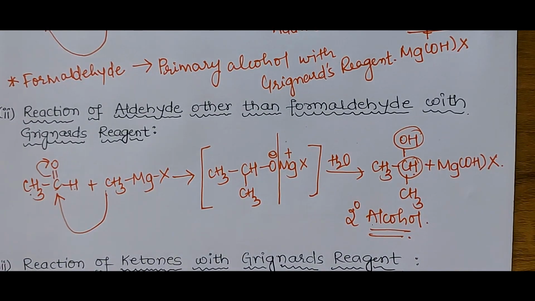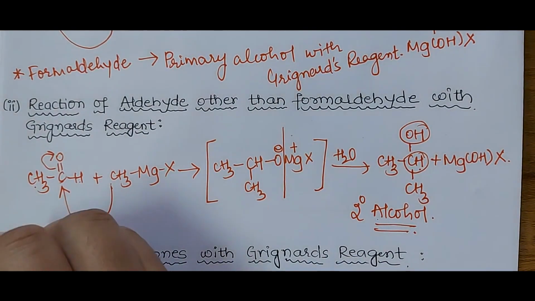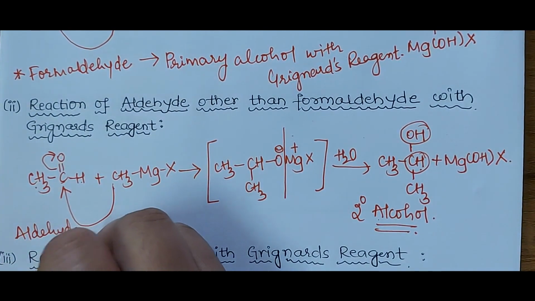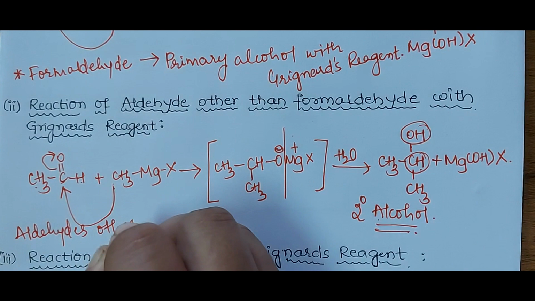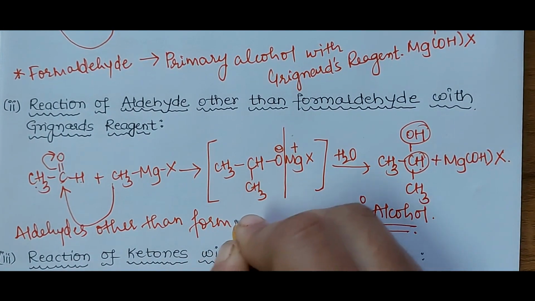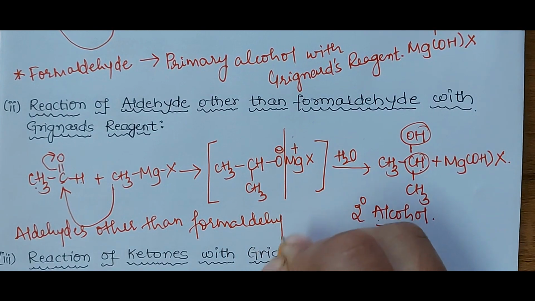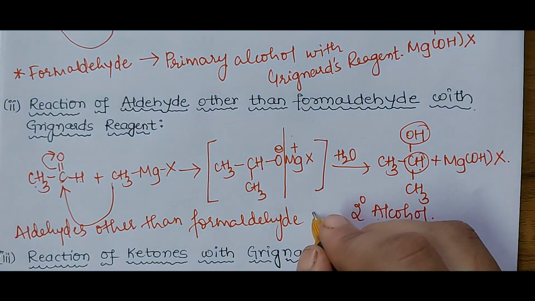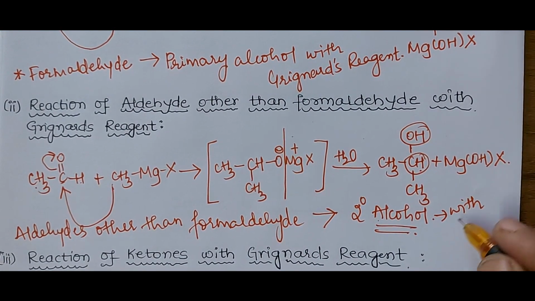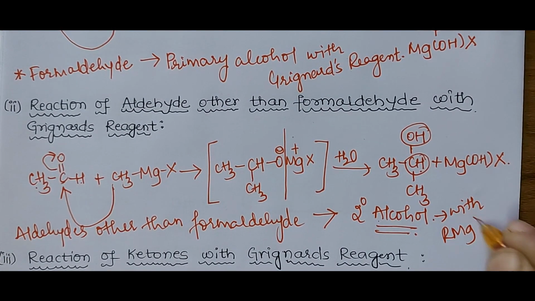So here you have to remember that formaldehyde gives primary alcohol, but aldehydes other than formaldehyde with the Grignard's reagent always form secondary alcohol. So note down this point that aldehydes other than formaldehyde form secondary alcohol when they react with Grignard's reagent, that is RMgX.